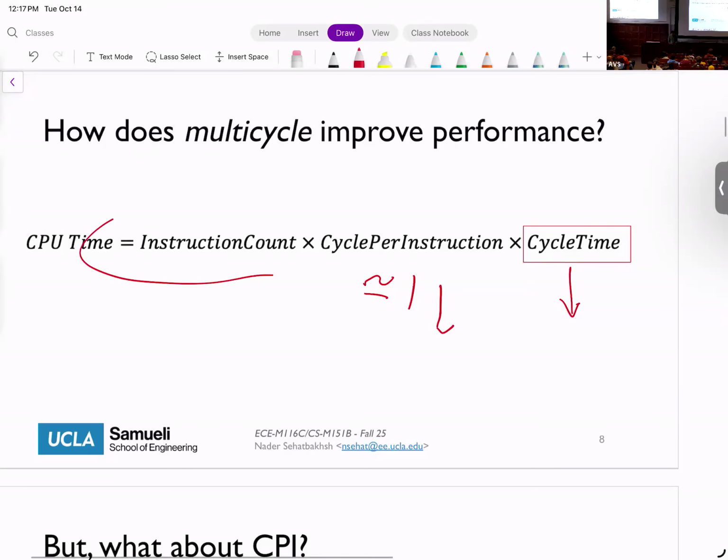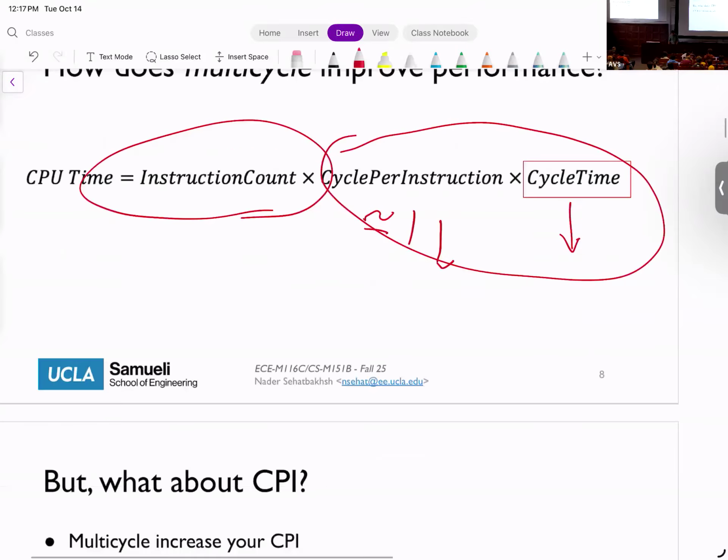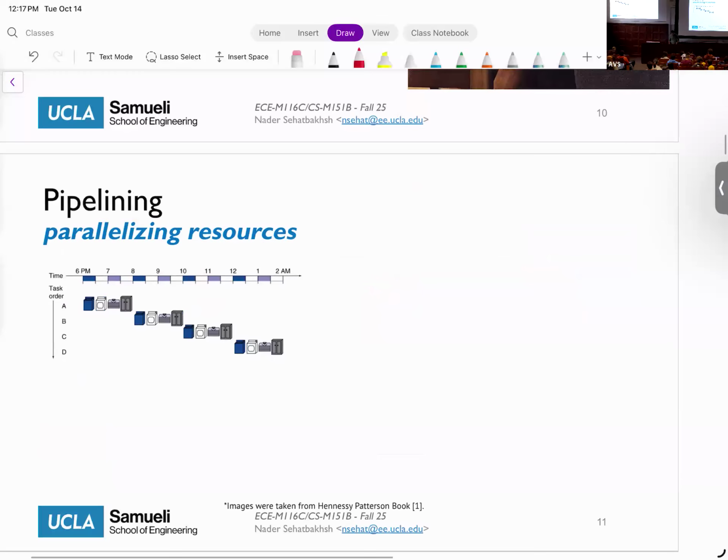And we said that instruction count is something that we're not going to mainly cover. This is what you do at the algorithm level and the compiler level. If you actually use better designs, you can reduce this. So our focus is basically these two parts here, okay? So how do we actually make our design better? We're going to introduce the notion of pipelining.